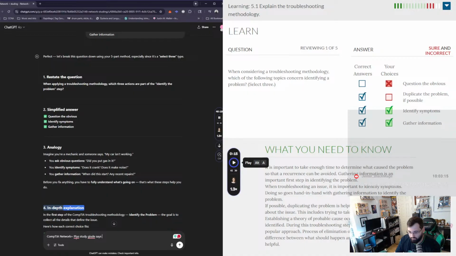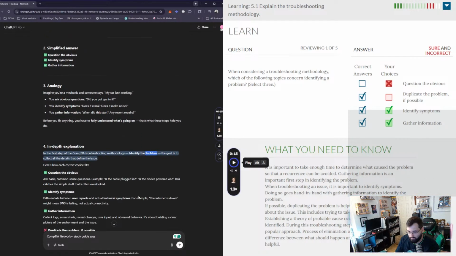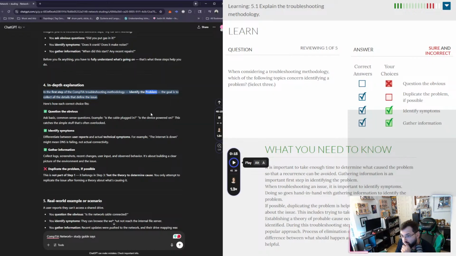4. In-depth explanation. In the first step of the CompTIA troubleshooting methodology, identify the problem, the goal is to collect all the details that define the issue. Here's how... See, that's what I thought. And you do that by question the obvious. Oh. Question the obvious. I thought it... I'm dyslexic. I read question and observe. Damn it. Well, now that makes total sense why it's not that. So then why does ChatGPT think that?